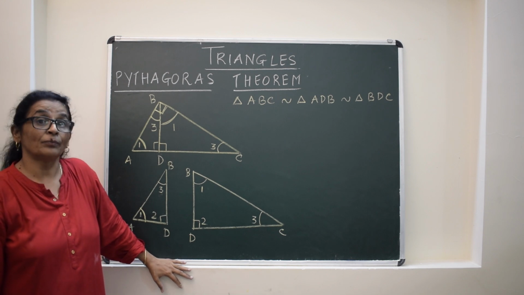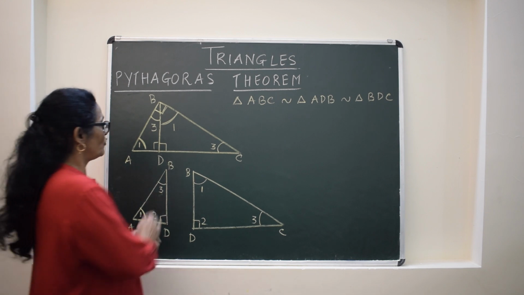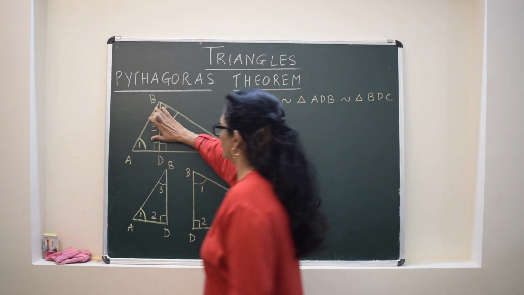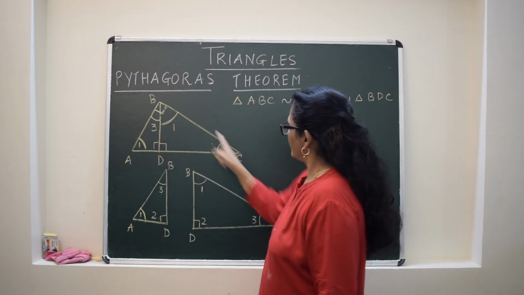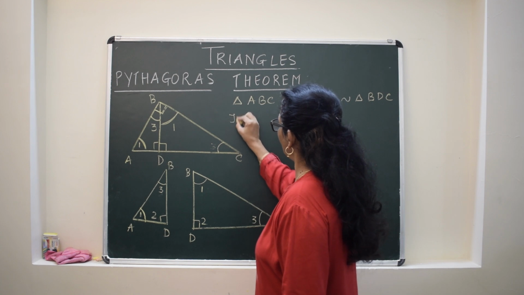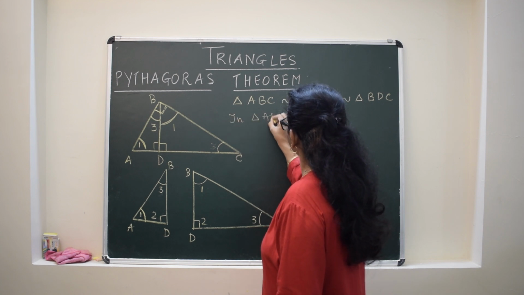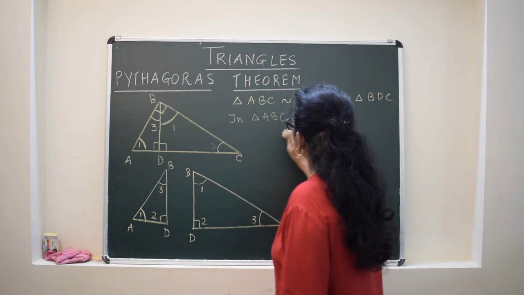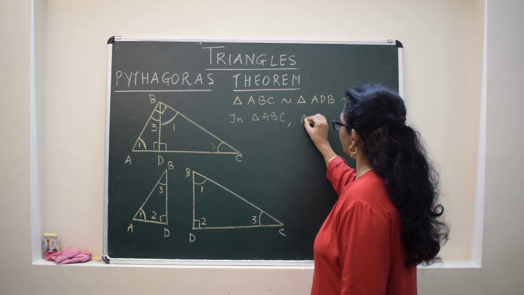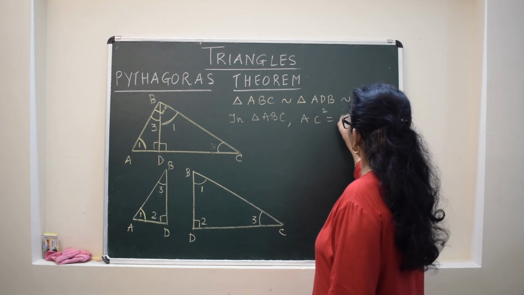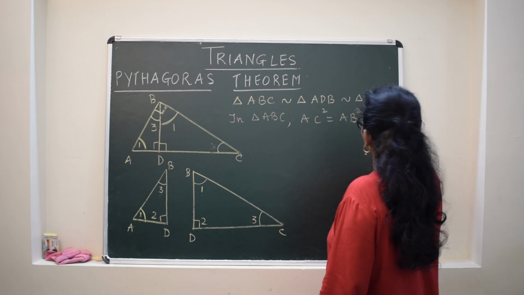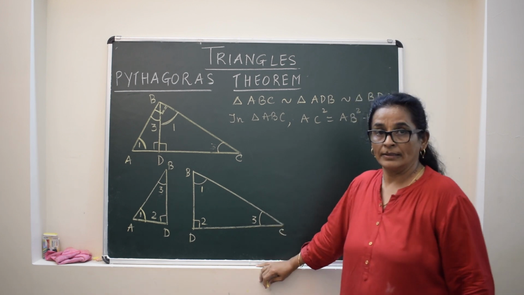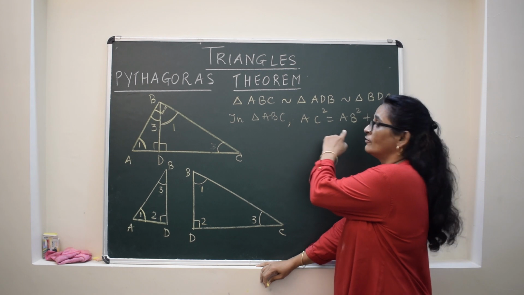Now we have to prove the Pythagoras theorem. For that, we will only see this right angle triangle ABC. In this right angle triangle ABC, we have to prove AC square is equal to AB square plus BC square. This is the statement already of Pythagoras theorem.